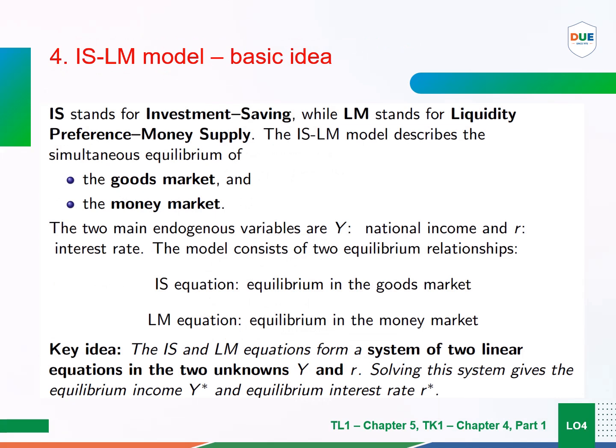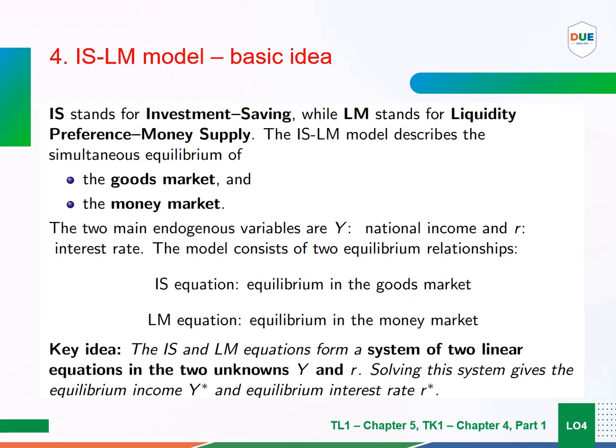We now move to another important macroeconomic application. The IS-LM model. IS stands for investment saving, while LM stands for liquidity preference money supply. The model studies equilibrium in two markets at the same time. The IS equation represents equilibrium in the goods market, while the LM equation represents equilibrium in the money market. The two main unknown variables are national income, Y, and the interest rate, R.